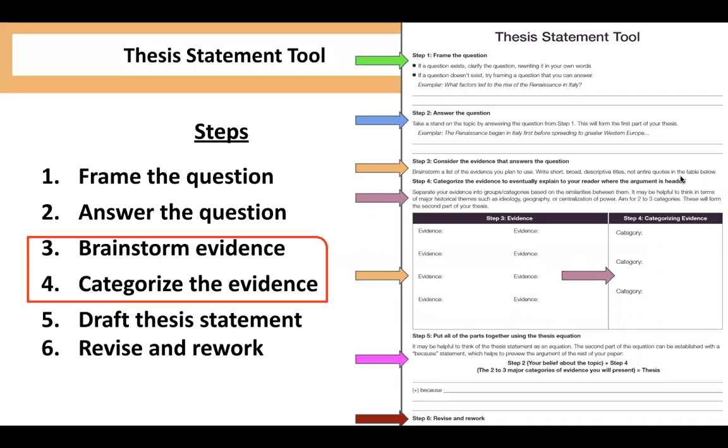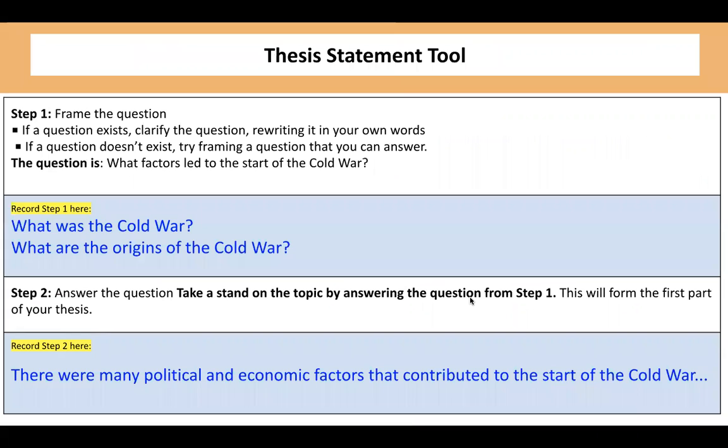In our previous videos, we went over the 6 steps of the tool. And right now we're going to be looking at steps 3 and 4, brainstorming evidence and categorizing. In our previous video, we tried to really figure out what the question was asking us in step 1, and then we answered the question in step 2. In this video, we're going to expand on step 2, because if we look at it, it was a little bit bare. We answered the question, but we didn't really try to support it. So now we're going to go a little bit further and try to make it a much stronger answer.